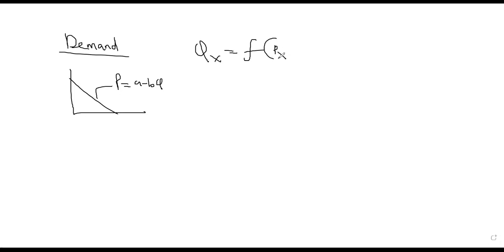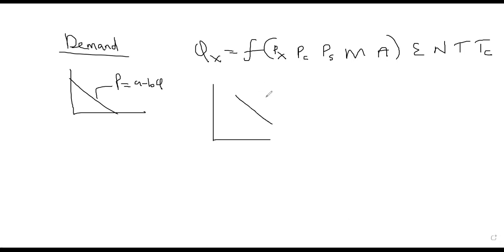So factors that affect demand include the price of a particular good, price of a complement, price of a substitute, the income, advertising, and many other factors like expectations, population, taste, technology, etc. So it is important to understand that each of these factors will cause a shift in demand, except price, which will only cause a movement along the demand curve.